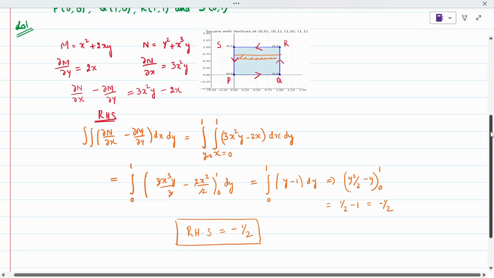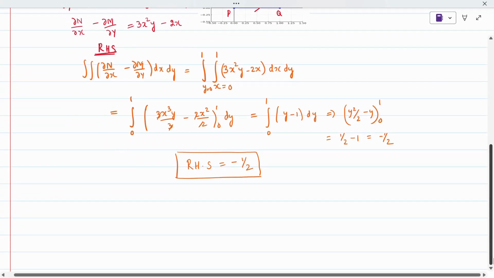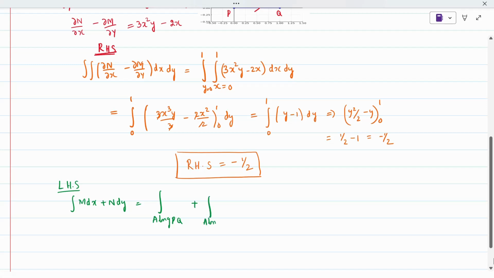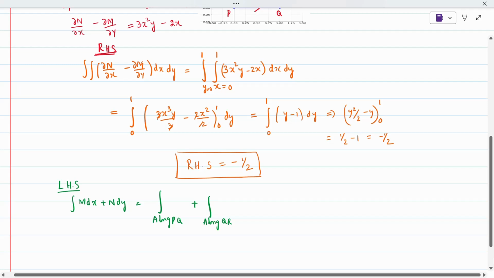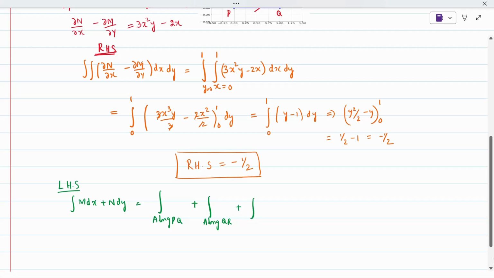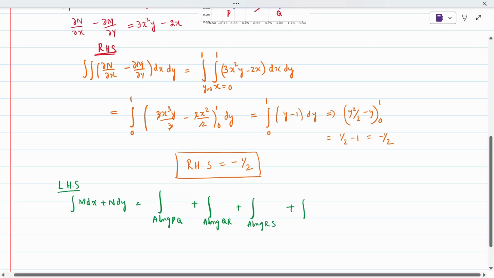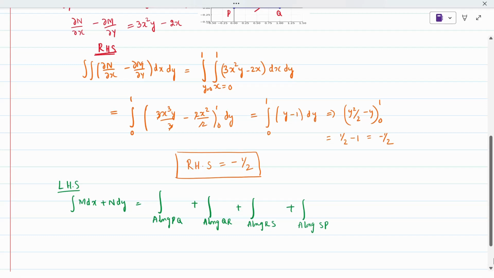Our left hand side, LHS, is the single integral of M dx plus N dy, which is nothing but along PQ plus along QR, which should follow the anti-clockwise direction, plus along RS plus along SP. So when you do this, what limits do we have to take for PQ?